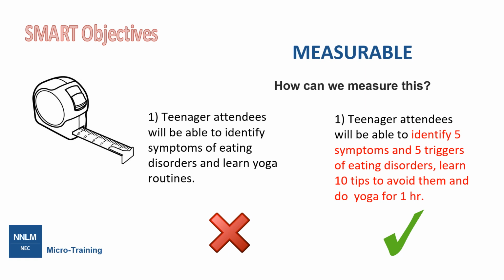Teenager attendees will be able to identify 5 symptoms and 5 triggers of eating disorders, learn 10 tips to avoid them, and practice yoga for 1 hour. We now have an objective that is specific and measurable, but it is not yet SMART. Let's move on to the other characteristics.